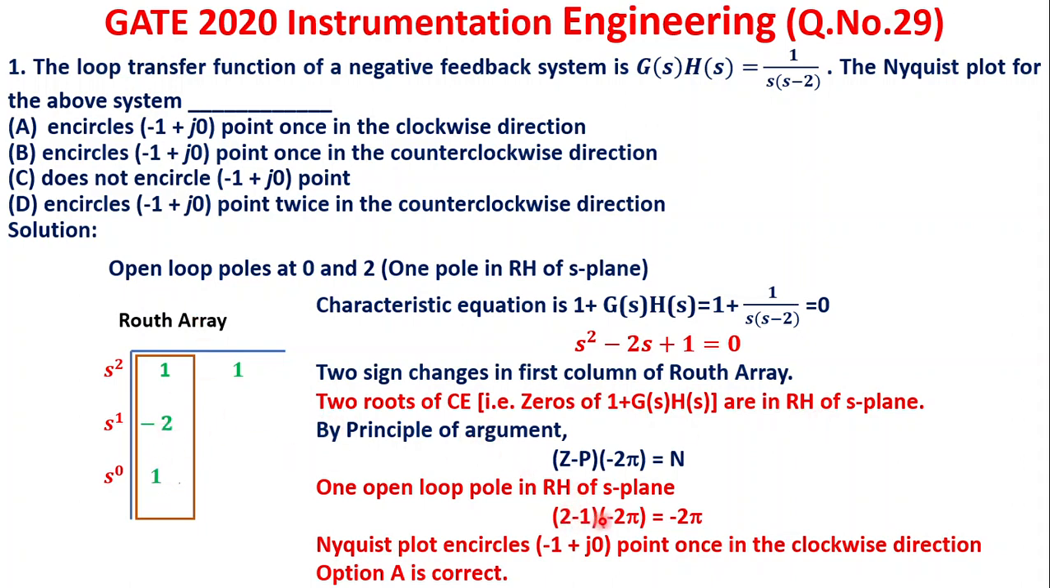So (2 - 1) × (-2π) is 1 × (-2π), which is -2π. So -2π means 1 clockwise encirclement about minus 1 plus j0. So option A is correct. In option A, we have been given that the Nyquist plot encircles minus 1 plus j0 point once in the clockwise direction. So we should choose option A.